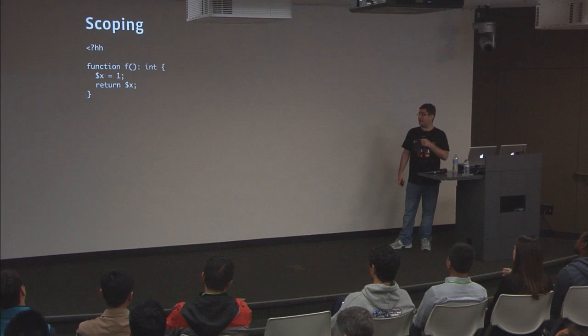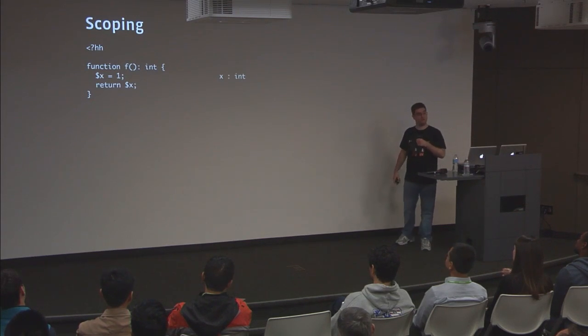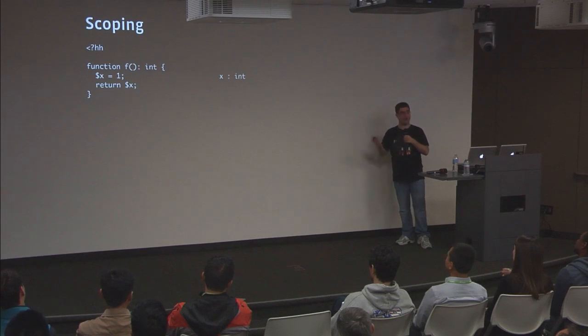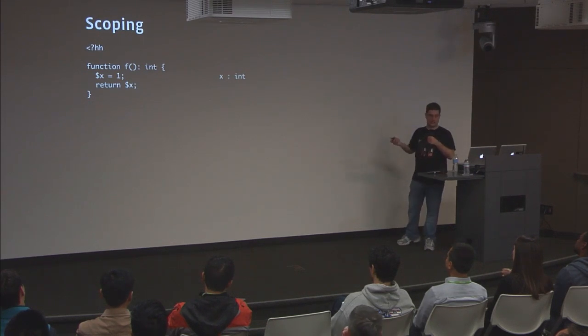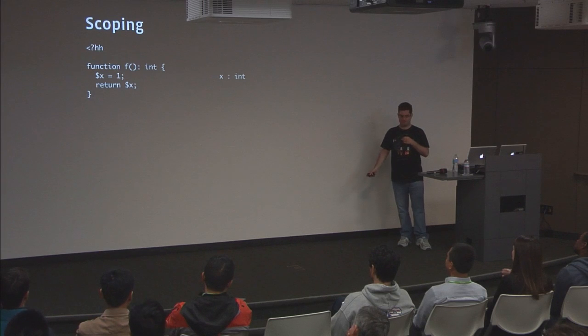So we do the obvious thing here. We see a write to a variable that doesn't exist. Okay, that variable exists now. It has type int because 1 has type int. Then you return it, and we can check int is compatible with int. This is really straightforward.